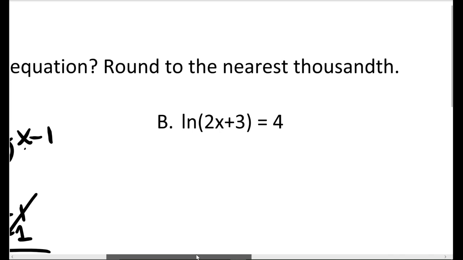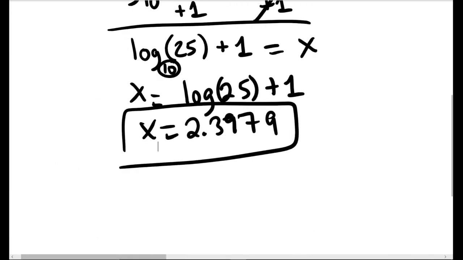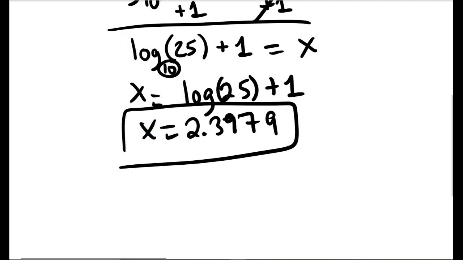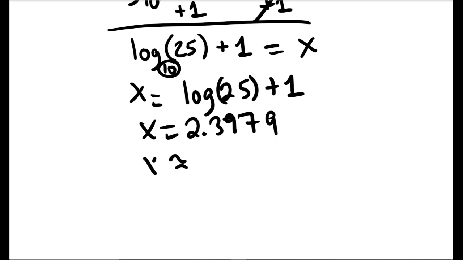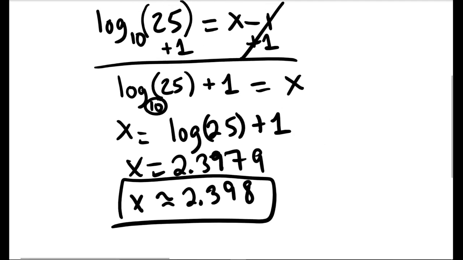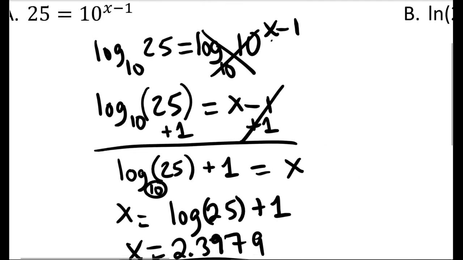Oh, here they want us to round to the nearest thousandth, not the 10,000th. So in that case, if they want us to round that to the nearest thousandth, then we're going to have to round it to the third decimal digit. So 2.398. And that's to the nearest thousandth. All right, let's look at the next equation.